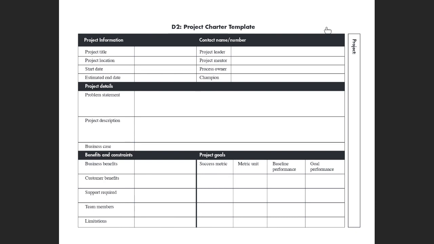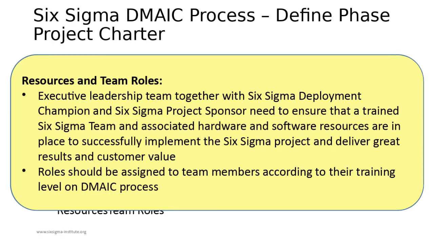The project charter is a template, and sometimes it is even signed by the champion or the organization leadership and the team leader for the Six Sigma project at the beginning, so they can agree on the target and the goals they are going to achieve at the end of the implementation.